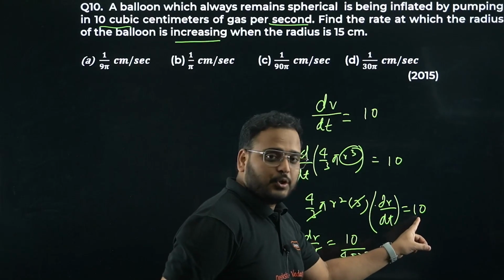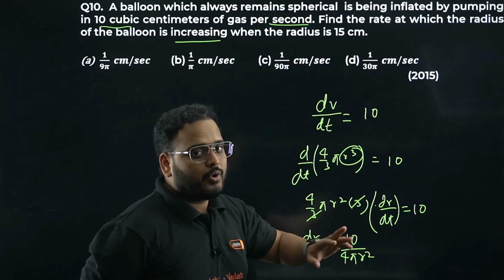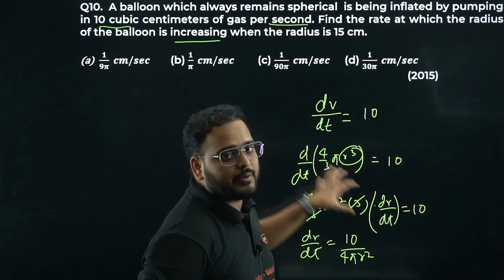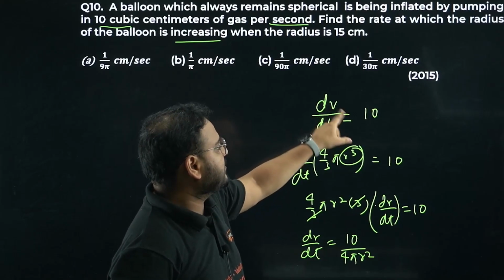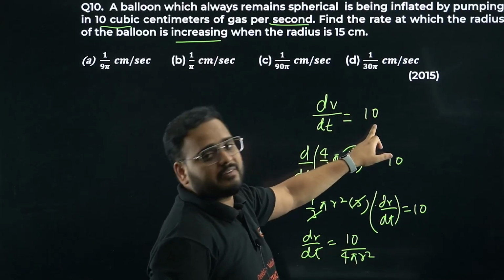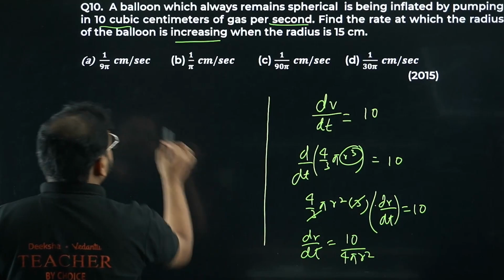I hope nobody has confusion about this part. Sir, why not 10 becomes 0? Since the derivative of a constant is 0? No, bacha. We're not taking the derivative of the entire equation, we're taking it only for this part. See here, we have already taken the derivative. This 10 is the value after the derivative. So now I can put the values over here.